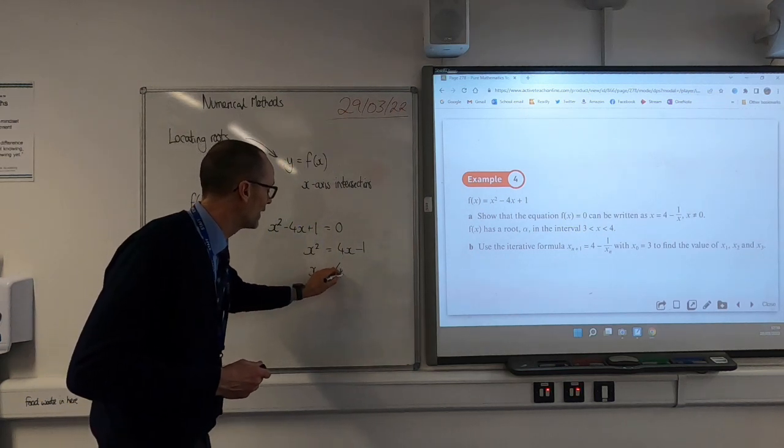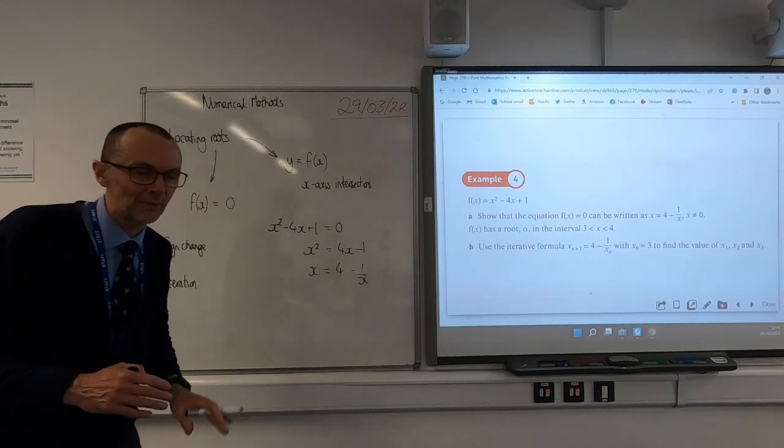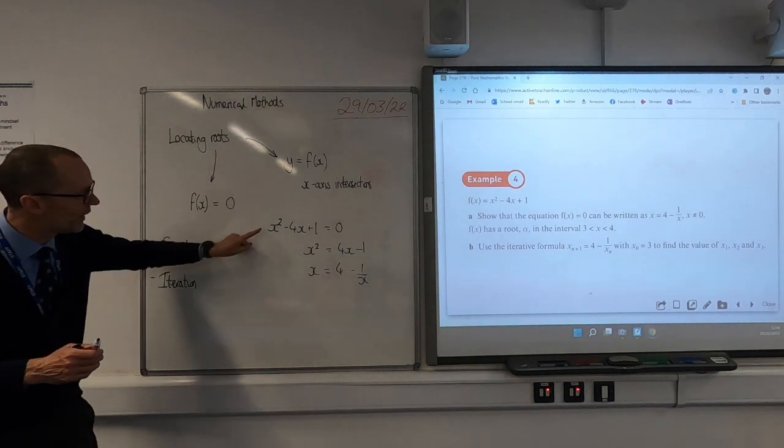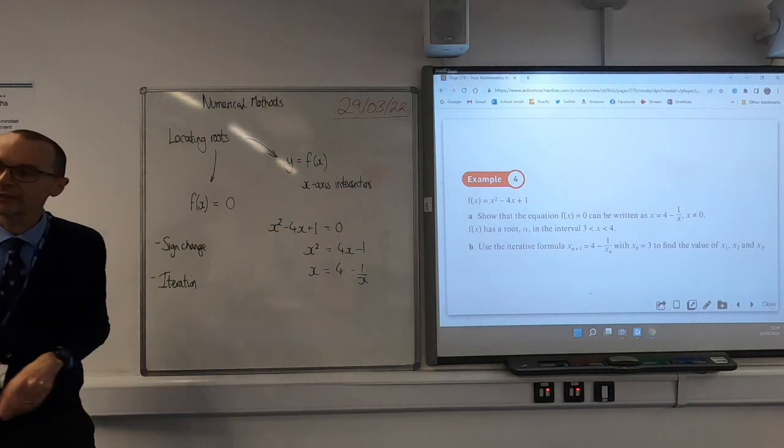This is a rare occasion where we're allowed to divide by X. That's only because we're told in the question that X can't be 0. Okay. So we're looking, remember, for the values of X that make this equal to 0.